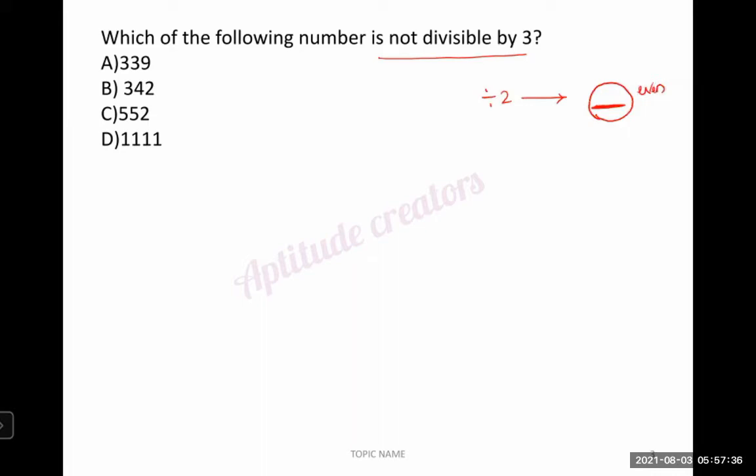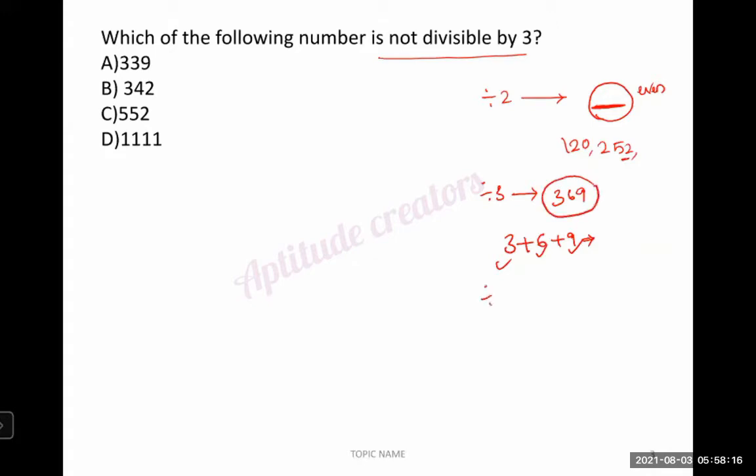For example, 120. Yes, this is completely divisible. 252 is also completely divisible because the unit digit is an even number, right? Now, what about the divisibility rule for 3? The divisibility rule for 3 is nothing but checking the sum of the digits. For example, the number is 369. The sum of the digits, 3 plus 6 plus 9, is 18. Yes, this is divisible by 3, right? 369 is completely divisible by 3.